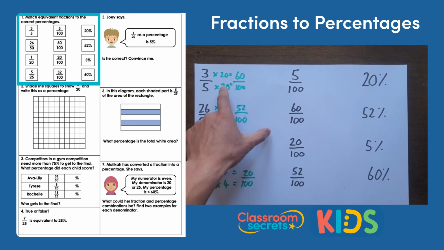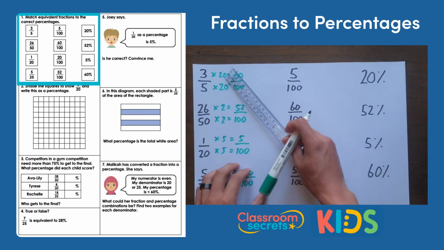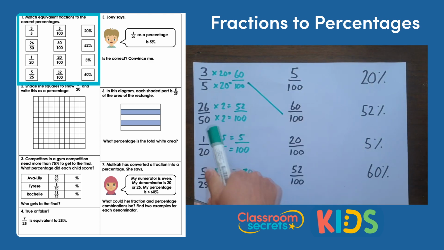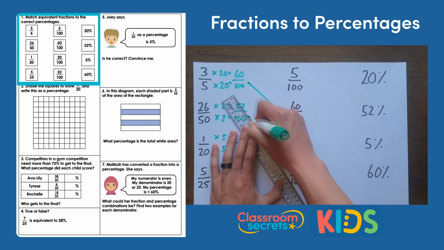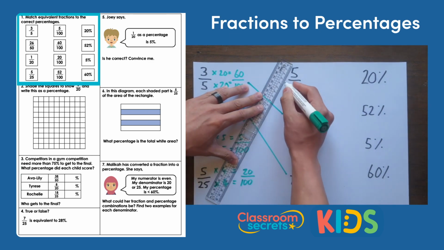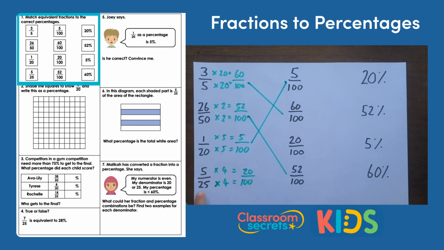So 3/5 is equal to 60 over 100, which is here. 26 over 50 is equal to 52 over 100, which is here. 1 over 20 is equal to 5 over 100, which is on the top there. And 5 over 25 is equal to 20 over 100, which is here.